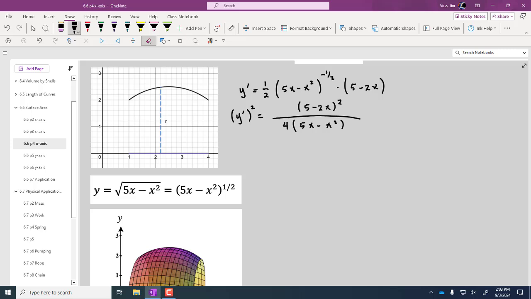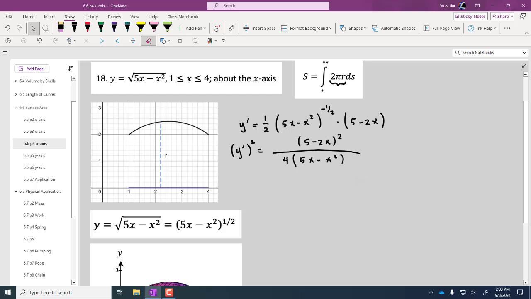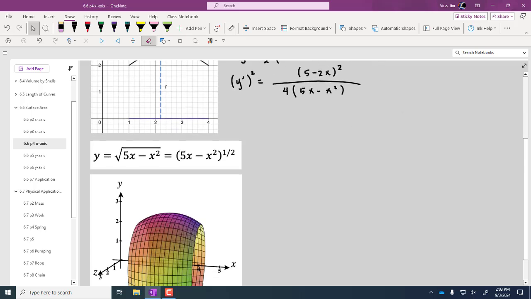So now we're ready to set up our integral. So the surface area, capital S, 2 pi r ds. So we're going to have surface area is 2 pi r. The 2 pi can factor to the front. R is the function. So that's going to be the square root of 5x minus x squared. So that is the function. And we're told that we're going from 1 to 4.